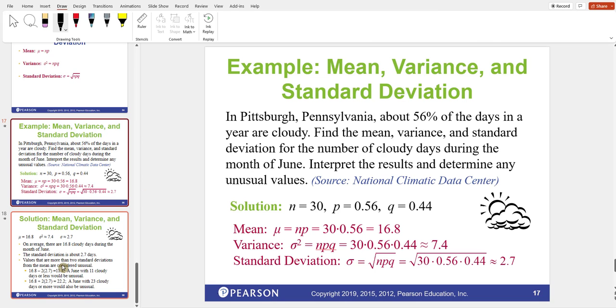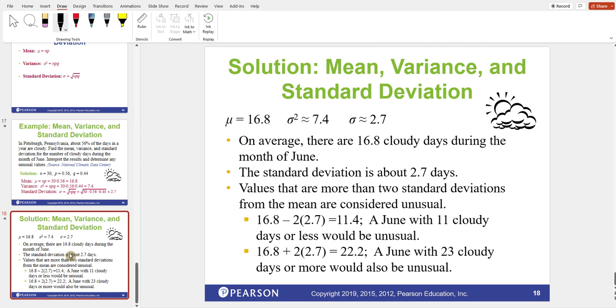All right. So let's interpret this. So on average, there are 16.8 cloudy days during the month of June. That's our mean, 16.8. The standard deviation is about 2.7 days. And then it says values that are more than 2 standard deviations from the mean are considered unusual. More than 2 standard deviations away. So if you take 2 and you multiply it by the standard deviation of 2.7, you can add and subtract it from the mean. So 11.4 will be below and 22.2 will be above.